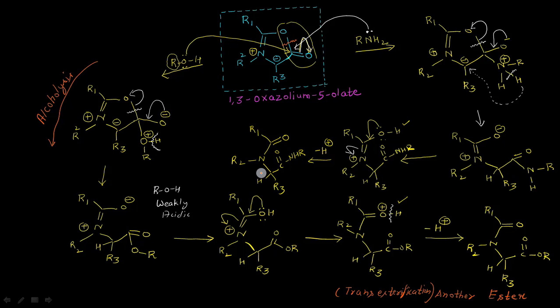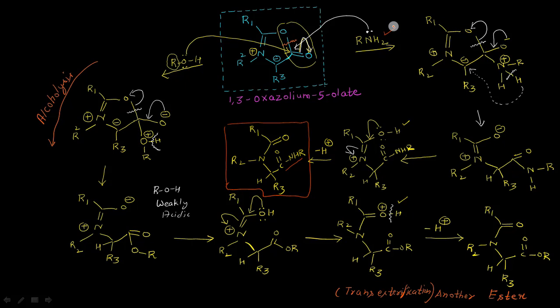So you can definitely recognize the final product of this reaction. It is some sort of amide here, and the name of the reaction is what? Because the nucleophile is an amine molecule, so better to call it an aminolysis type of reaction, okay? So this is all about this lecture, in which we talked about the reactions of 1,3-oxazolium 5-olate meso-ionic molecules with three different types of nucleophiles.